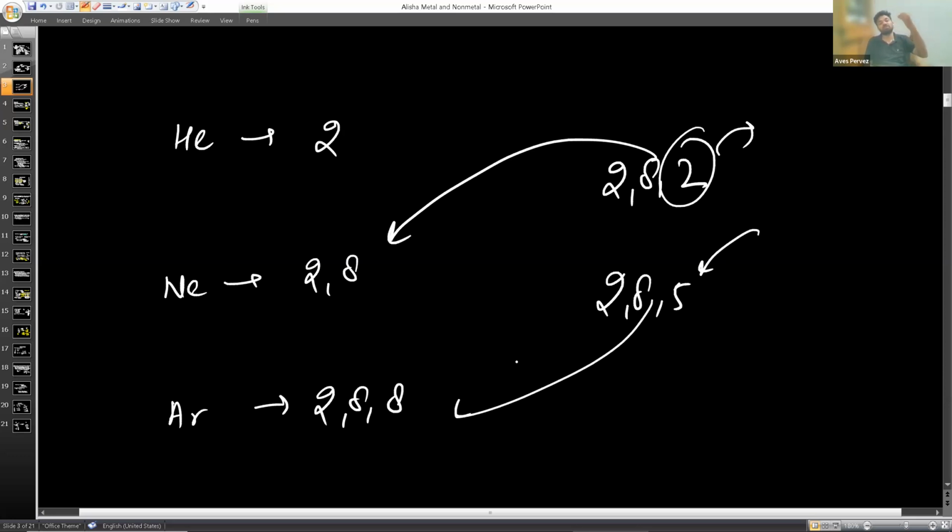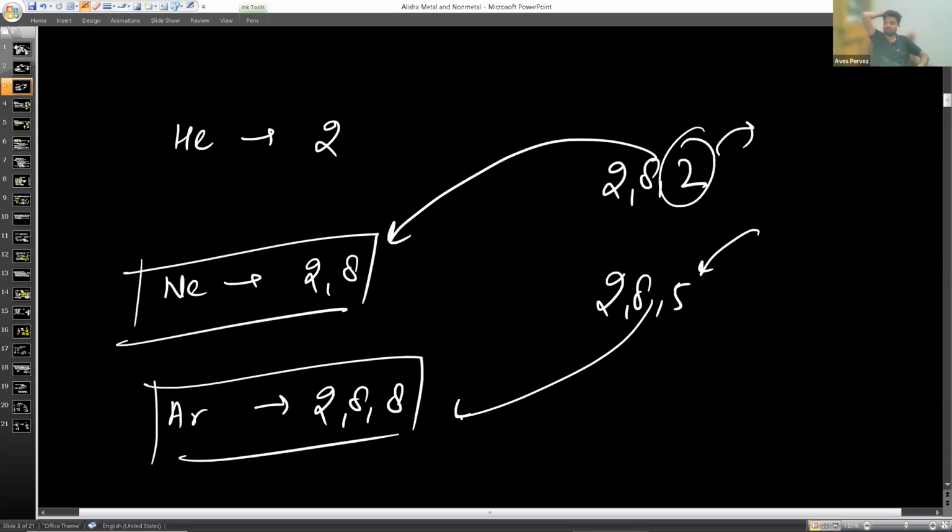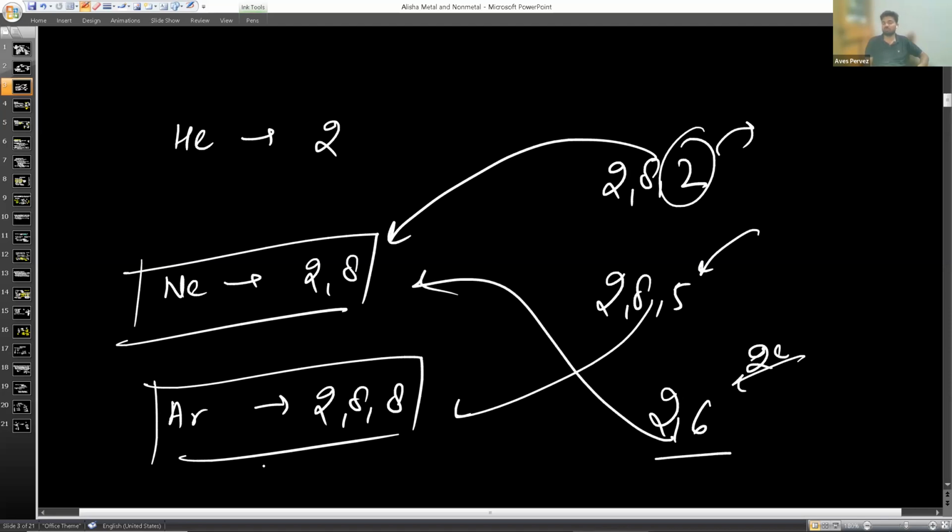So sometimes the element loses electrons, sometimes it gains electrons in order to attain the stable electronic configuration of the nearest noble gas. Neon is a noble gas, it has its first and second shells completely filled. For example, oxygen has electronic configuration 2,6, so it will gain 2 electrons to attain the stable configuration of neon. But what about sodium? Sodium is 2,8,1, so it will lose 1 electron to attain the stable configuration.